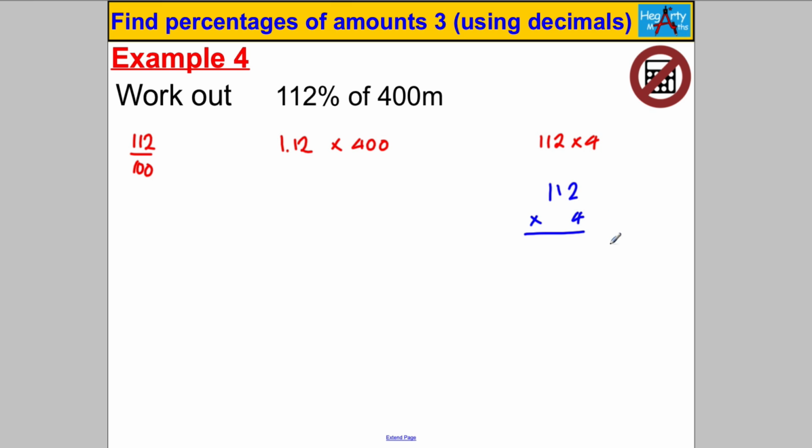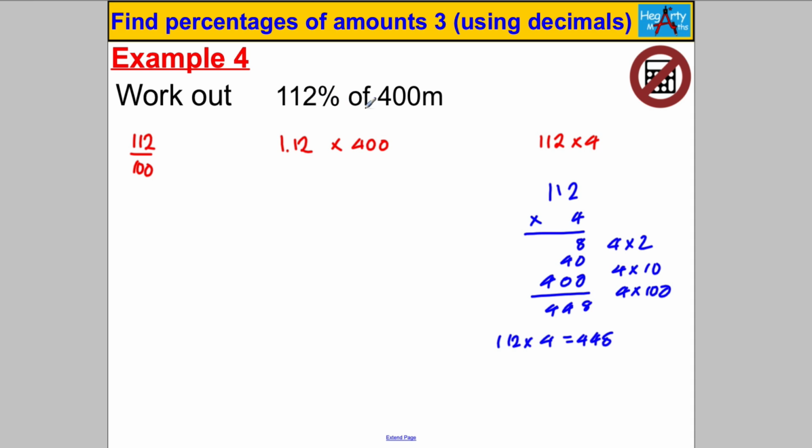And I'm going to say 4 multiplied by 2 is 8. 4 multiplied by 10 is actually 40. And 4 multiplied by 100 is actually 400. So I've had to do a fair bit of work in already to get me here. The answer for this, therefore, if I add up the columns, must be 448. So I know 112 multiplied by 4 is 448.